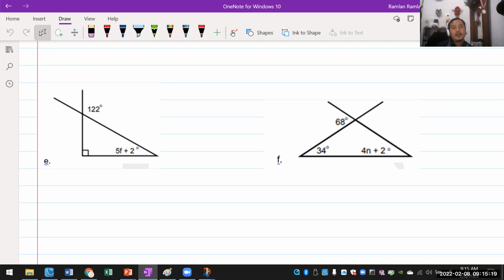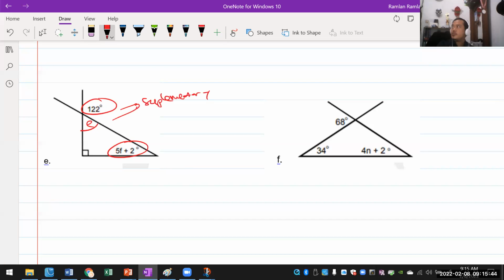For E and F is the same thing like D. Yeah, the one that is being asked is this guy, but we don't know this angle, right? So find that angle first. Where can we get that? From this guy. Because let's say this is angle E, right? So 122 and angle E, these two angles are supplementary.